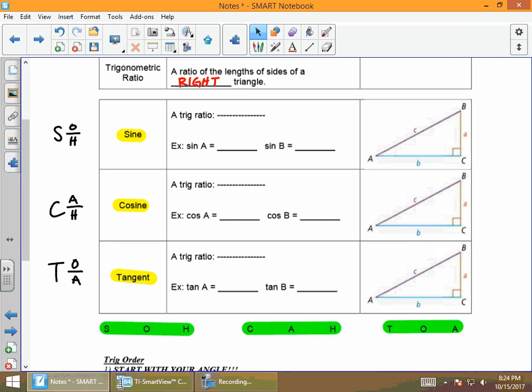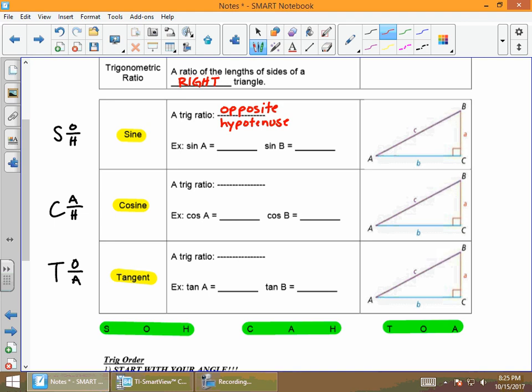And what this says is the sine function. Now, we take these trig functions of an angle, and the sine function is defined as the opposite side divided by the hypotenuse. So you will notice here when I say SOH, that stands for sine, opposite over hypotenuse.